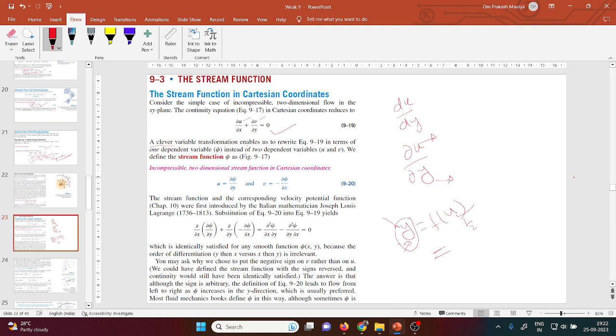So why does the stream function come into the picture? Because we are trying to reduce the number of dependent variables in the equation. These dependent variables are u and v, and we define the stream function for incompressible two-dimensional flow in Cartesian coordinates. u is equal to the definition of this, del psi by del y, and v is equal to minus del psi by del x. You always need to remember these things.